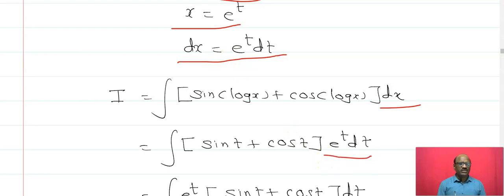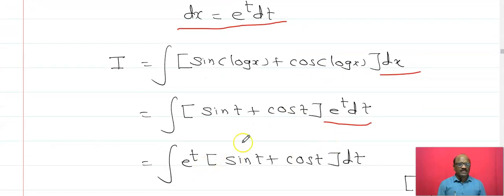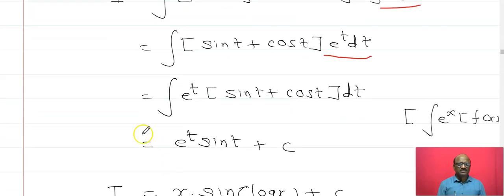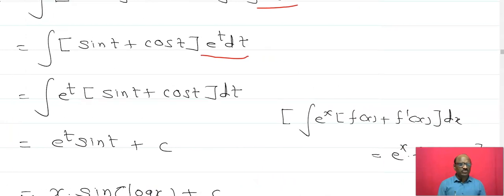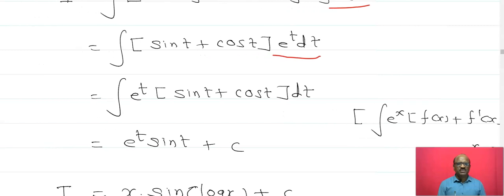e raised to t into dt. Sine log x is sine t, cos log x is cos t. Now this can be written as the integral of e raised to t in brackets sine t plus cos t, complete, into dt. Again the same form. Which is the form? The integral of e raised to x in brackets f of x plus f dash of x into dx is equal to e raised to x into f of x plus c.